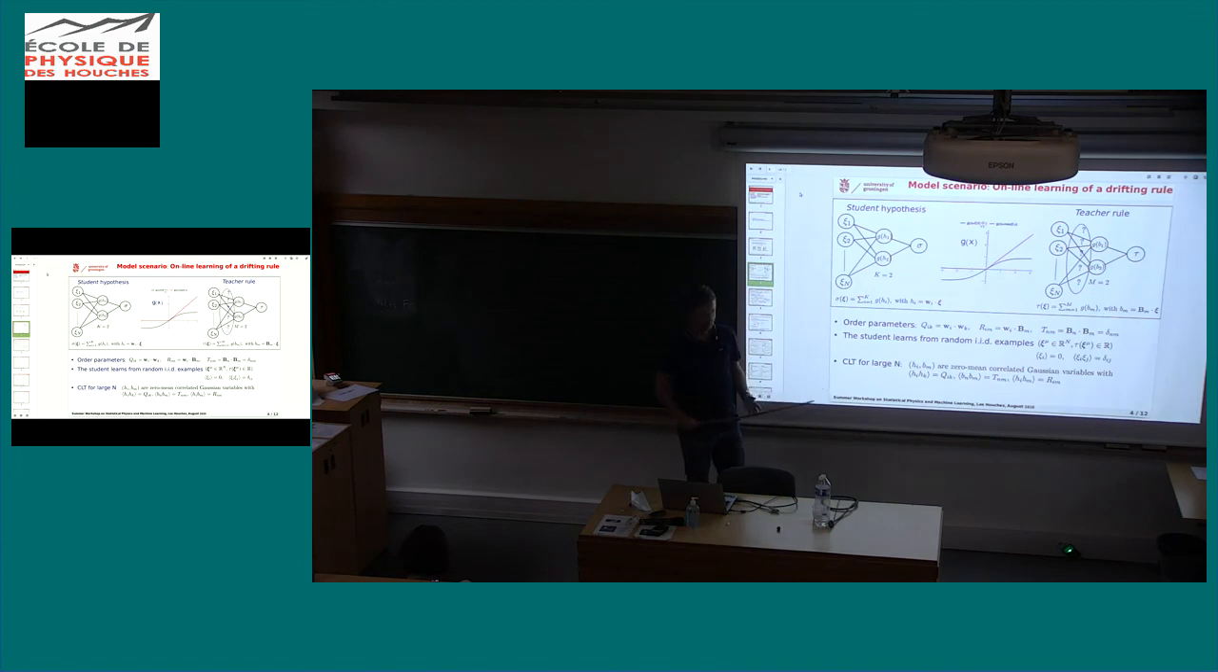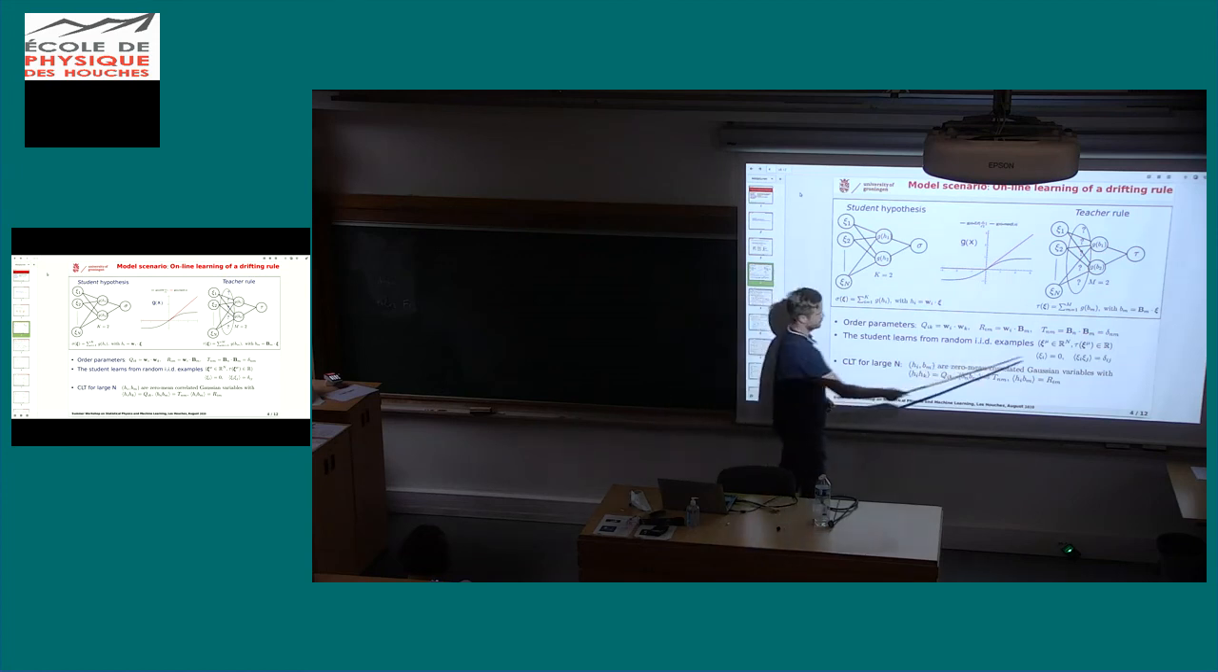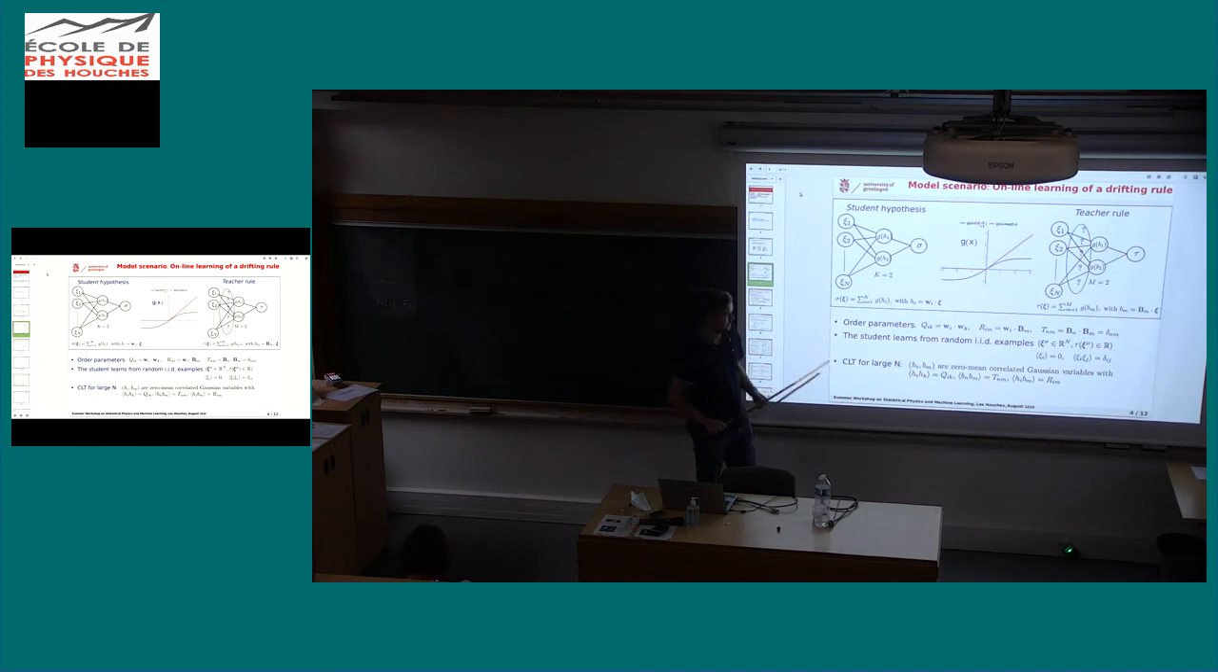So we consider online learning here. The student learns from a stream of random IID examples that are drawn in R^N, and the teacher gives the correct output for these examples. This has already been covered this morning. In this case, the pre-activations, or the local fields if you wish, of the students and teachers are Gaussian by the central limit theorem, and the second moments of the joint distribution are given by the values of the order parameters.